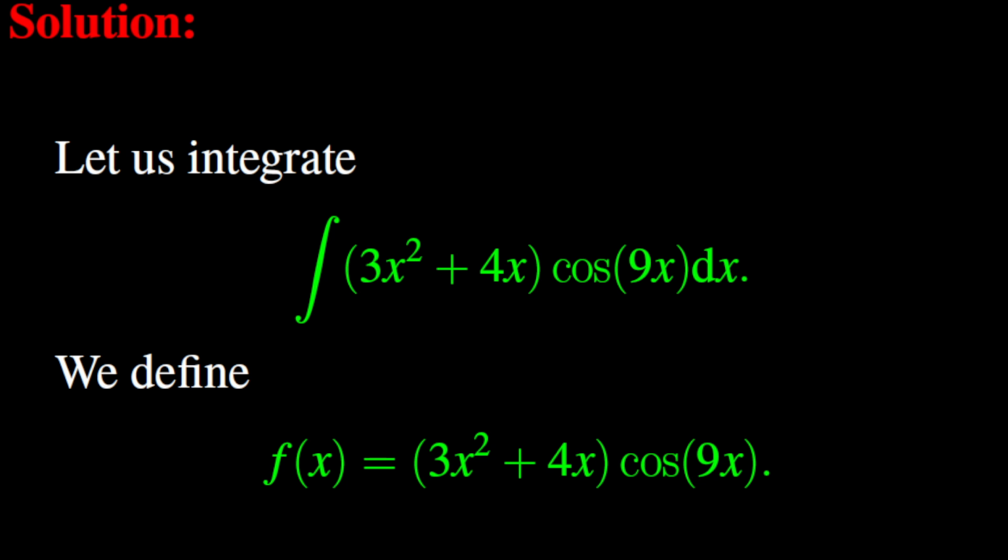Because this method will help us reduce the complexity of the problem by reducing the degree of the polynomial. As a matter of fact, the polynomial function 3x squared plus 4x is of degree 2. Thus, our first goal will be to reduce the degree of the polynomial function to 1, by using the method of integration by parts.